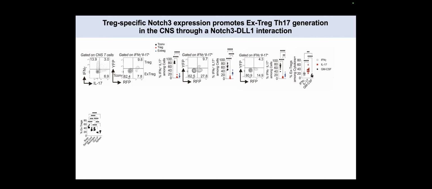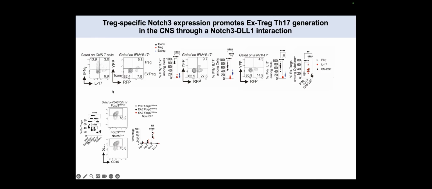To go further, we wanted to understand what the ligands are and which cells express the Notch ligand to induce the signal in Tregs. We did a lot of analysis, but at the end, we focused on the microglia, and we found that in the microglia during EAE, you have an upregulation of DLL1 specifically, both in a wild-type background or in the FOXP3-YFP Notch3 flox mice.